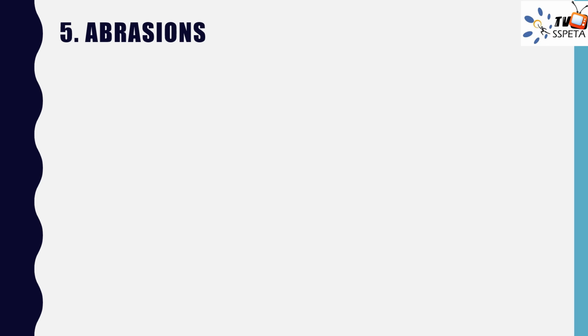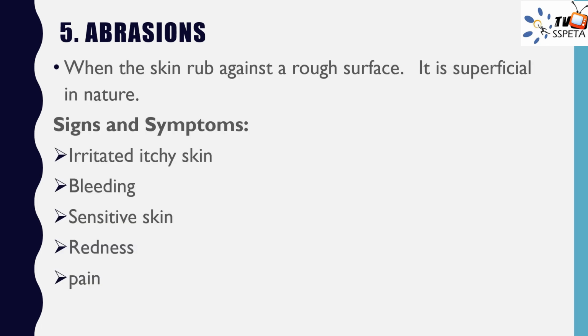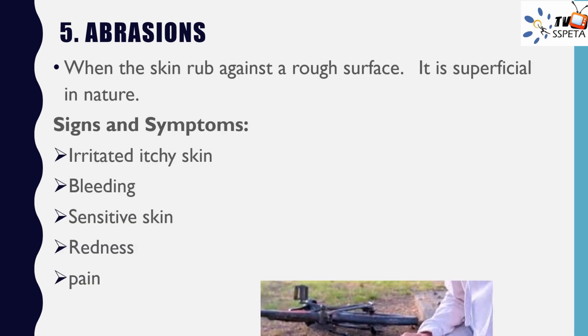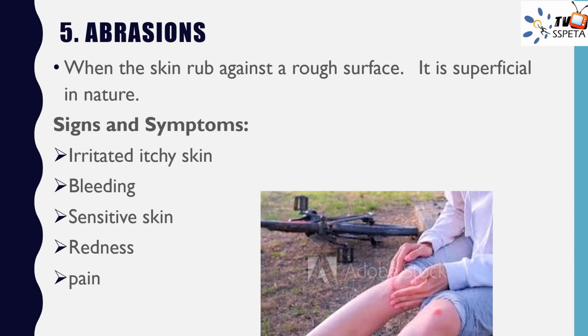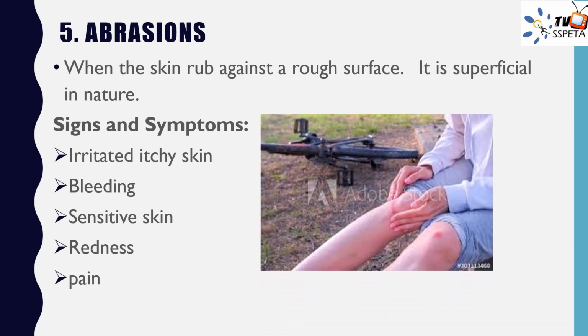5. Abrasions. It occurs when the skin rubs against a rough surface. It is superficial in nature. Its signs and symptoms can be irritated itchy skin, bleeding, sensitive skin, redness, pain.